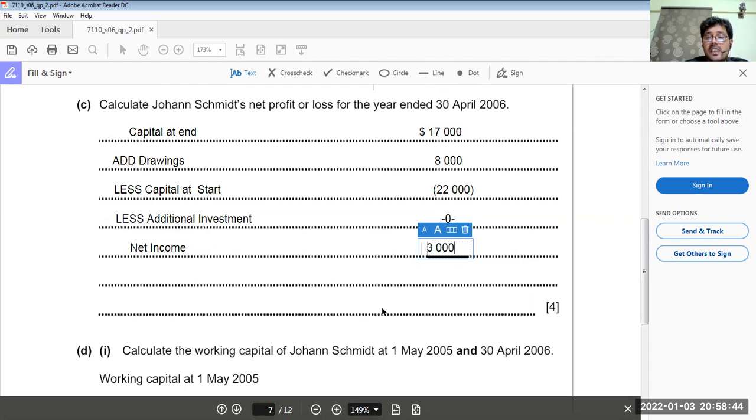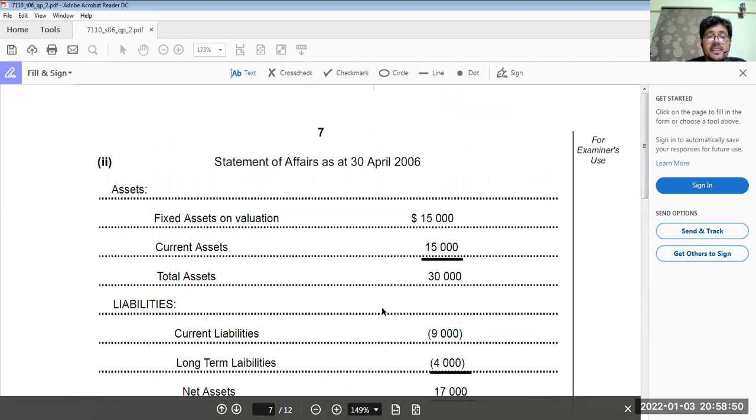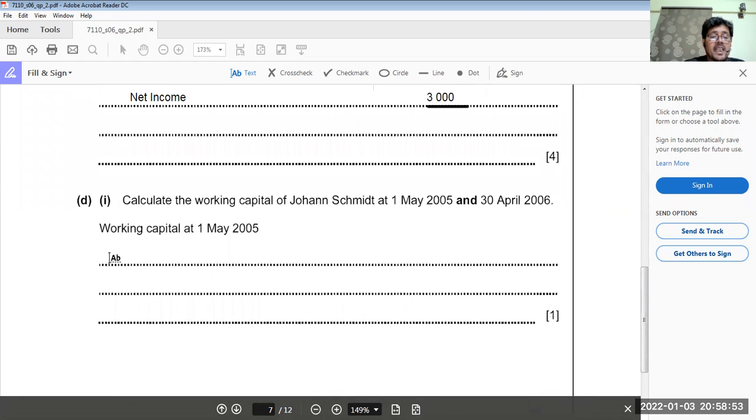Got it? Okay. Now calculate the working capital of John's 1st May and 30th April. Calculation of working capital is very easy. Now, working capital at end is equal to current assets minus current liabilities. This is the formula of working capital.